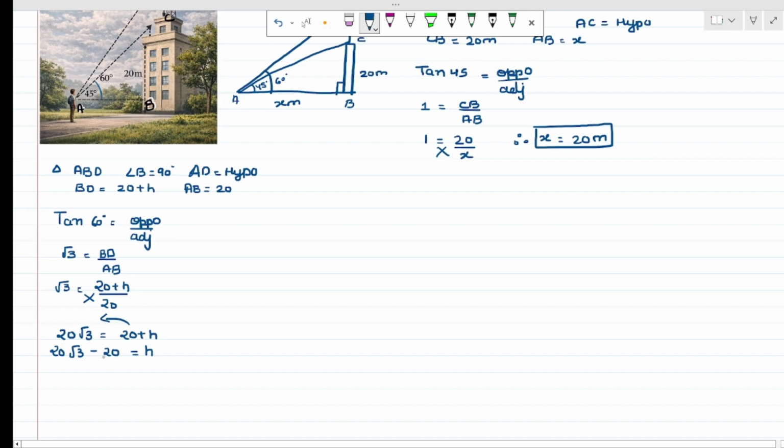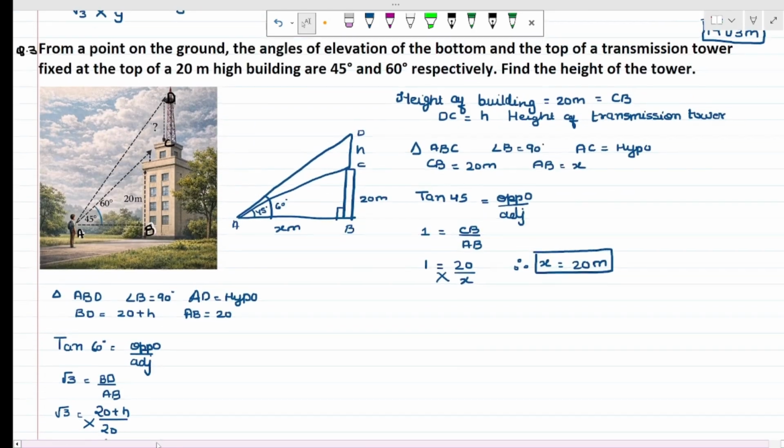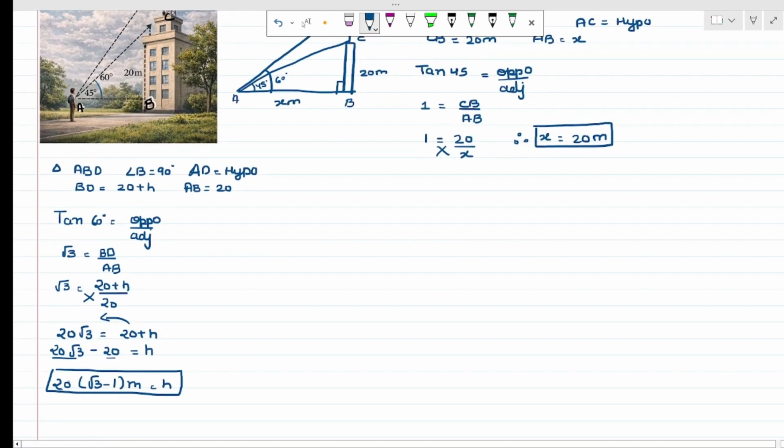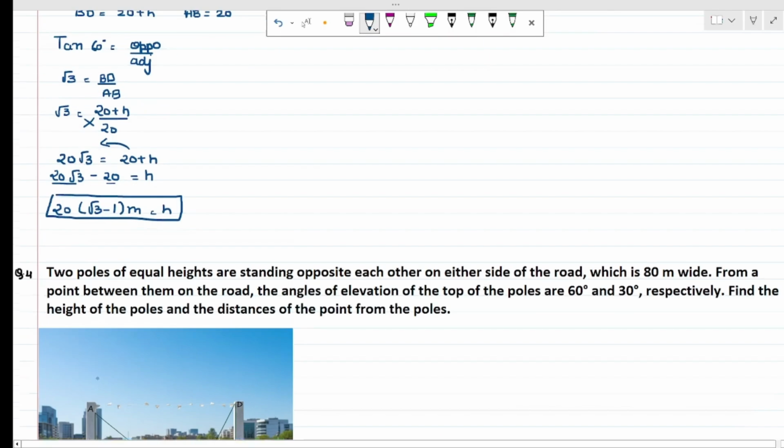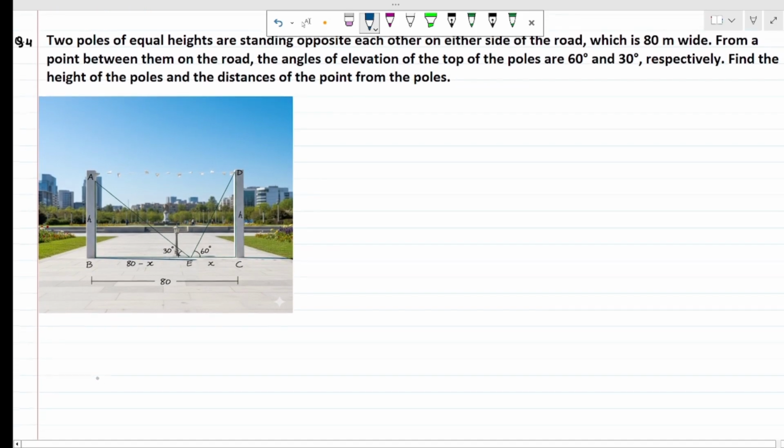Okay, so first take out what is common over here. 20 in this case and 20 in this case. My 20 is common, so take out 20. What am I left with? Root 3 minus, there is nothing over here. So when there is nothing, you need to substitute 1. That is equal to H. That means the height of the transmission tower will be equal to 20 bracket root 3 minus 1. If they have provided the value of root 3, you will substitute the value of root 3. If they are not providing the value of root 3, just write your answer in this format only. Moving on to the next question.